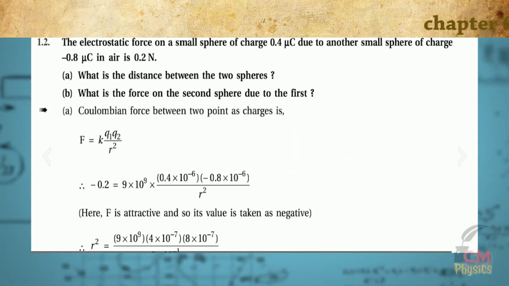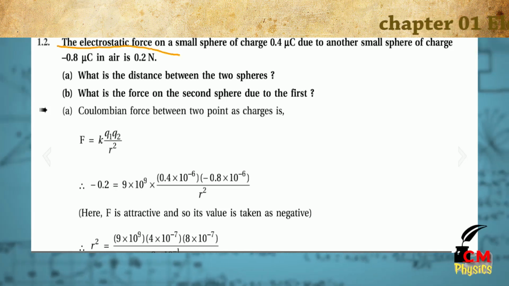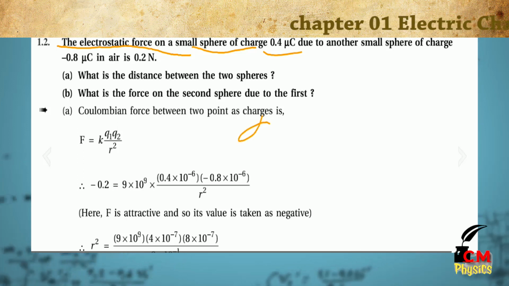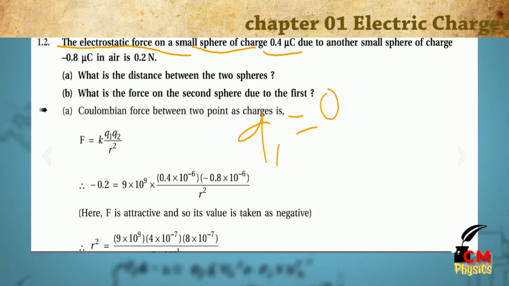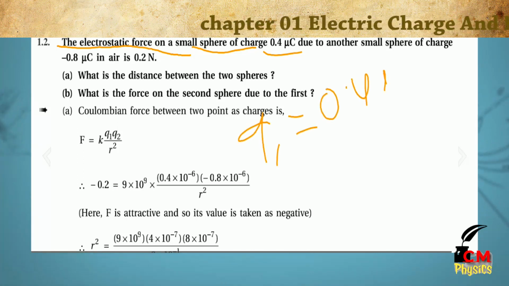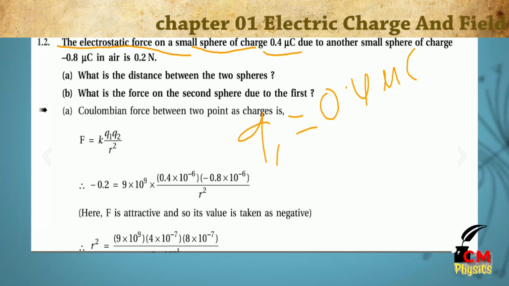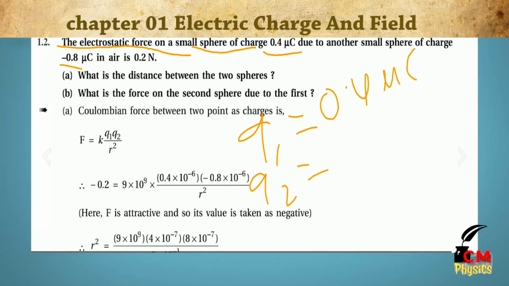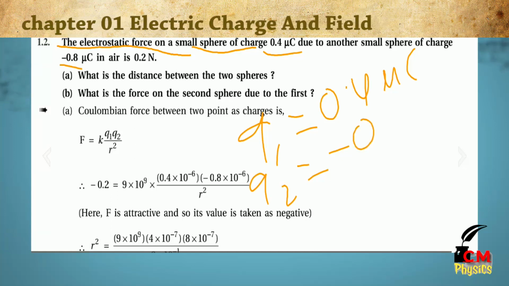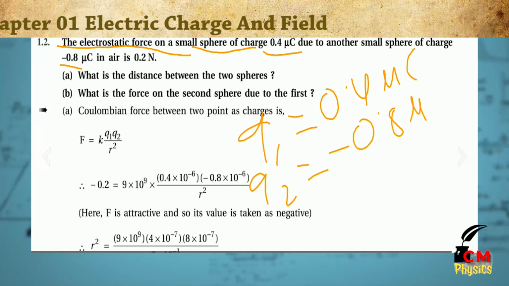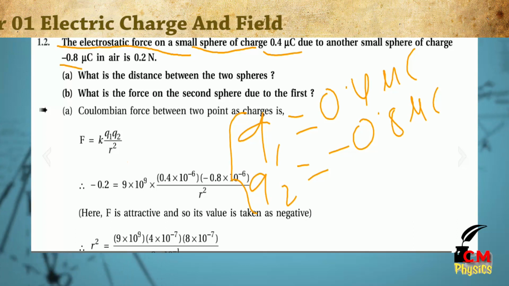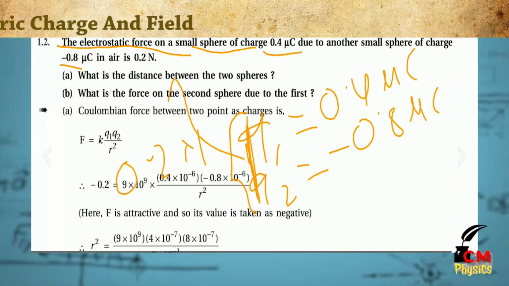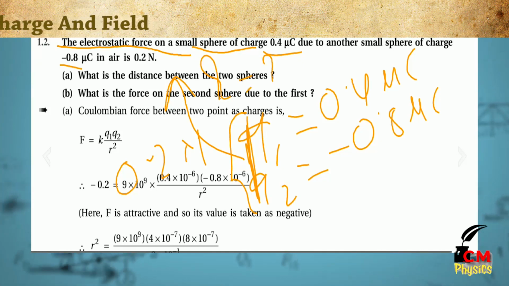Simple question है. The electrostatic force between two spheres of charge 0.4 mu c, that means Q1 is 0.4 mu c. Another small sphere has charge Q2 equal to minus 0.8 mu c. The force between the two is 0.2 Newton. Then find the distance between them. That means we want to calculate R.